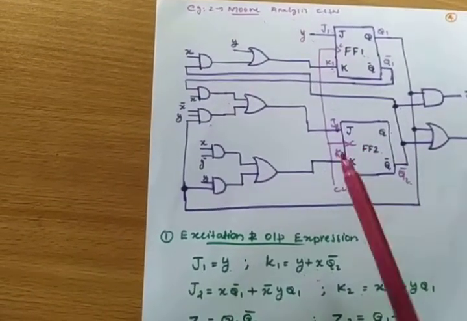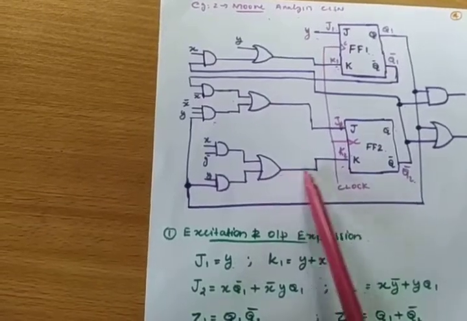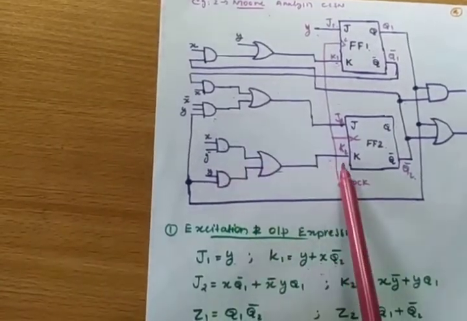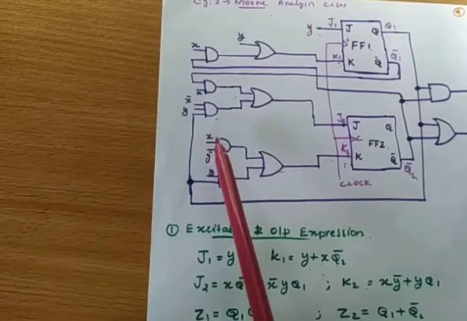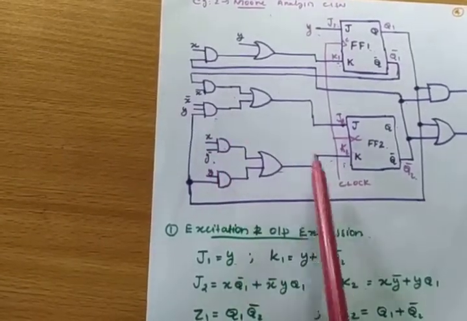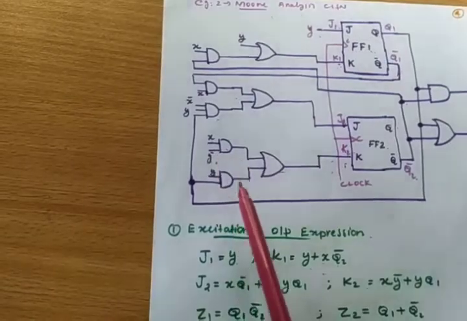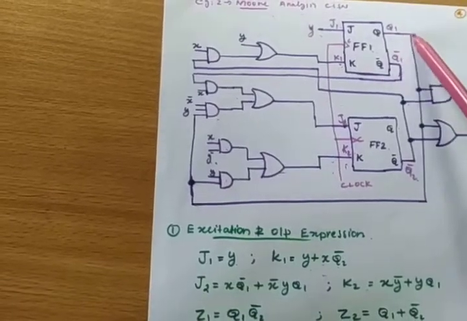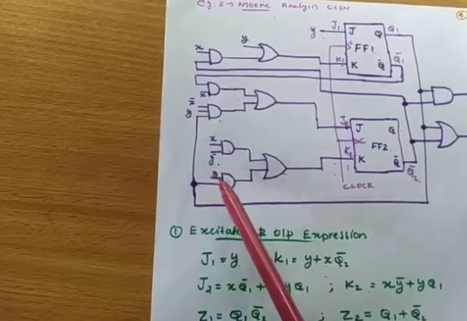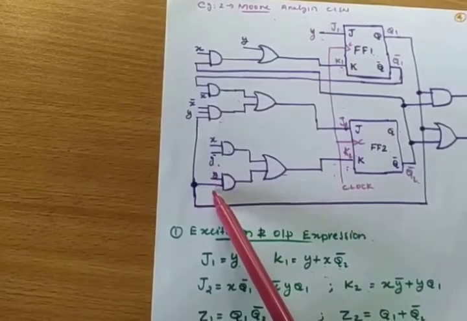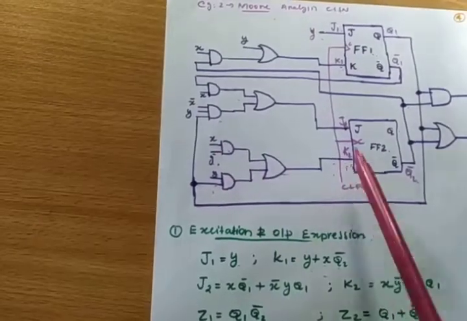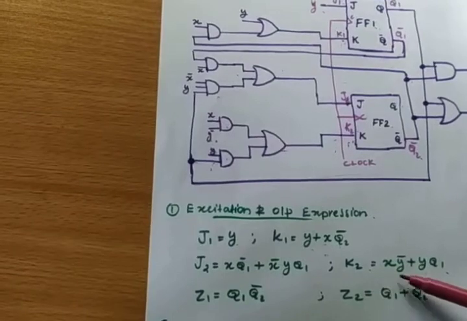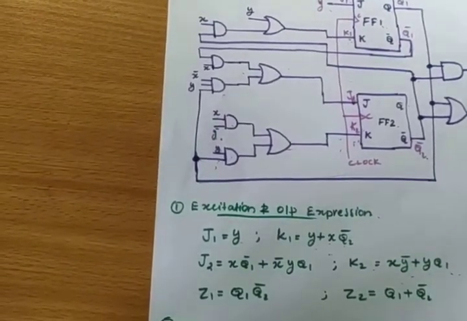So next is K2. What is K2 here? K2 is the output of this OR gate, and it has two inputs from two AND gates. So K2 is equal to X Y bar plus Y Q1. Why? Because this input comes from Q1 only. So Y into Q1. K2 is equal to X Y bar plus Y into Q1.